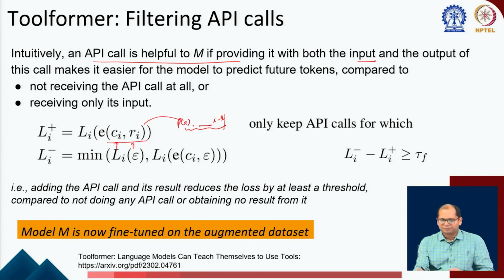Given this, you find the loss for the remaining sentence. This is simply cross entropy loss, minus log probability of the correct token. So you get the loss after putting this as prefix: the whole, the call, and the result.